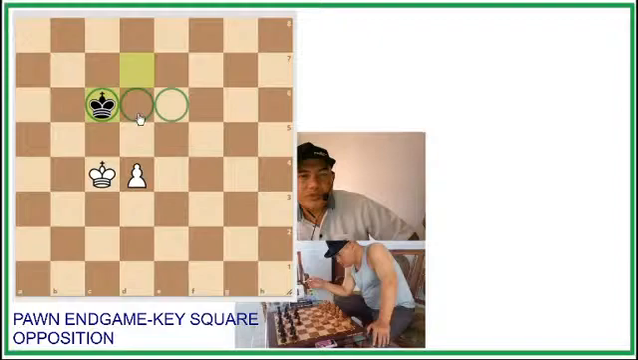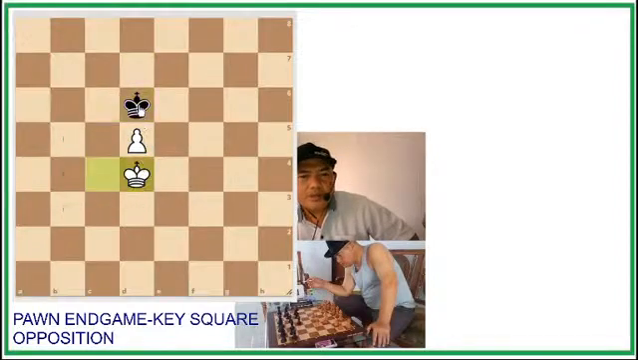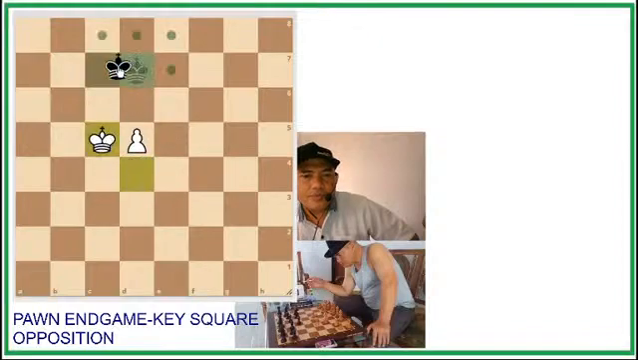When black gets the key square, then if you play the best move, it will be a draw. For example, white can only go here, or maybe is forced to move his pawn. When he moves his pawn, then goes here, it will be a draw.